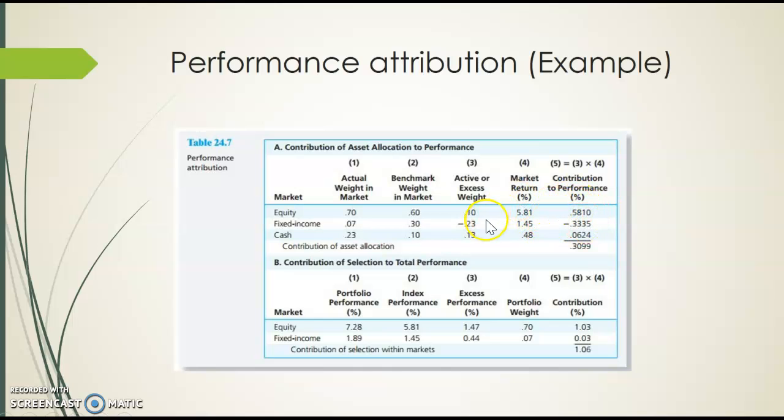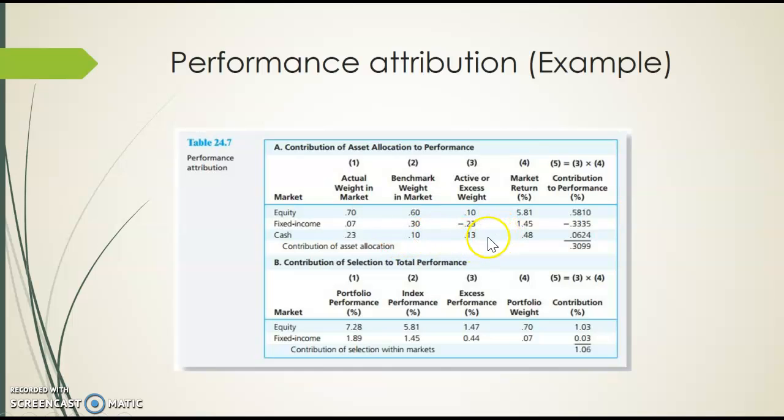So I overweighted in equities by 10%. Equities returned 5.81%, so that attributed 0.581% extra to my performance. I underweighted fixed income by 23%. That returned 1.45%, so that reduced my portfolio's overall return by 0.335%. I'm sorry, 0.335%, not 33.5%. And then over here, same thing.